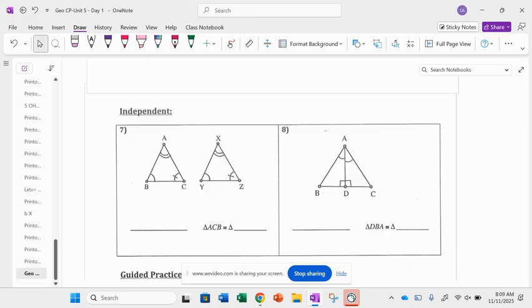All right. So for the first one, what's up, Jay? Yeah. So for the first one, this is AAA, angle, angle, angle. Is angle, angle, angle a way to prove triangles congruent? No. So we write none.